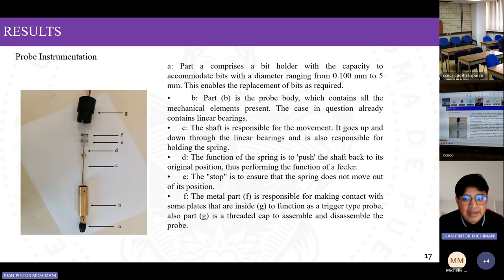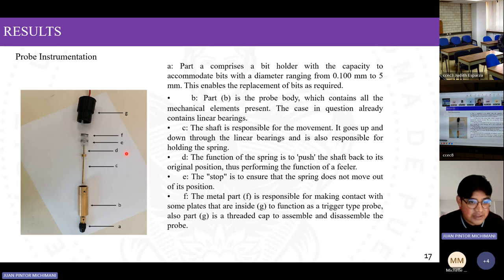Then we show the probe instrumentation, and we can observe each of the components that make up the probe. Part A comprises a bit holder with capacity to accommodate bits with diameters ranging from 0.1 millimeters to 5 millimeters. Part B is the probe body. C is the shaft responsible for the movement.